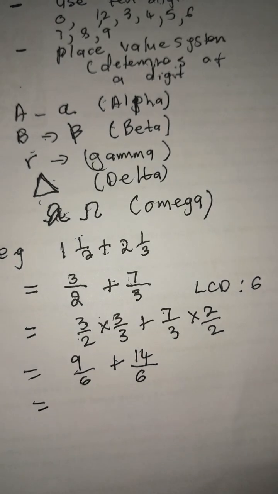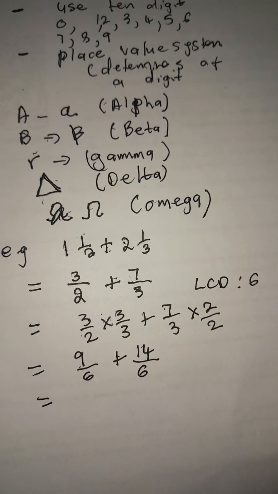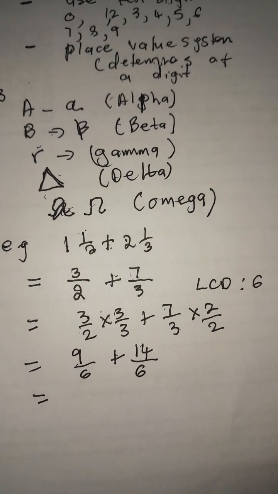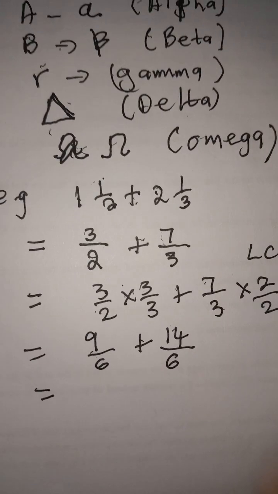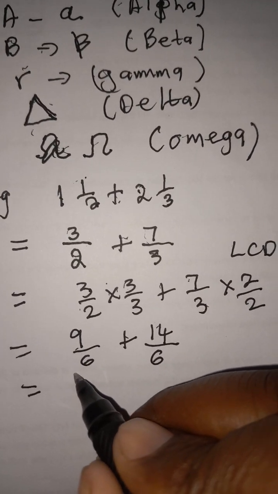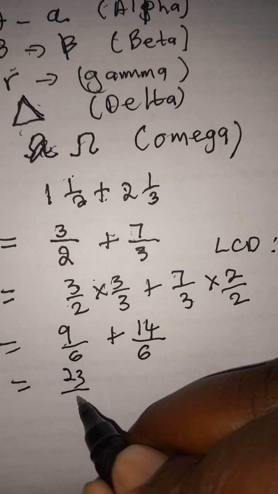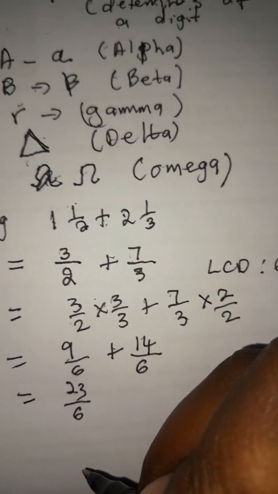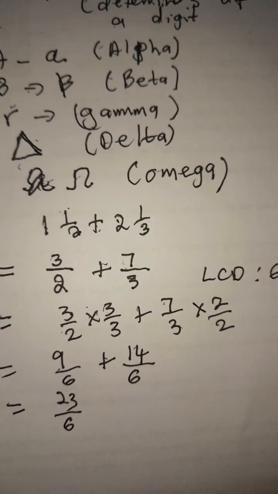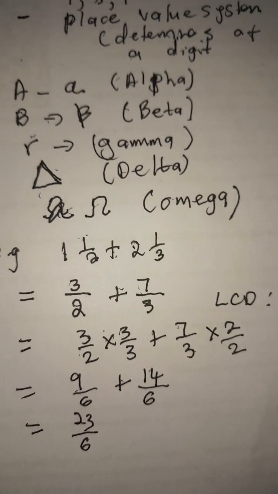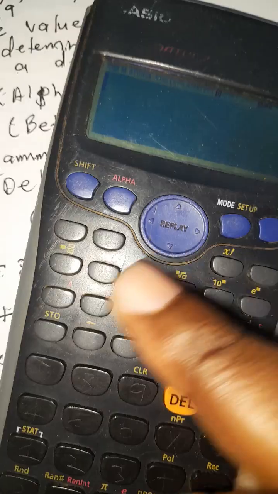So from here, I will need to add this. What is 9 plus 14? 9 plus 14 will give us 23 divided by 6, right? So we'll also have to leave our solution as a mixed fraction, guys. So listen to me very carefully.